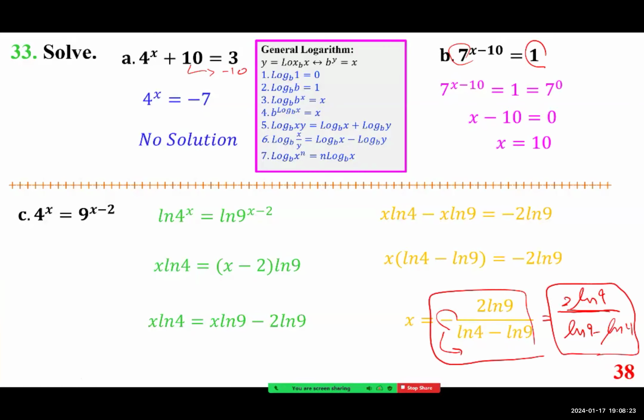Now, if they ask for approximation, you can put this in a calculator. What you're looking at, both cases are exact answers. Okay, both cases are exact answers. And that is extremely important to understand.